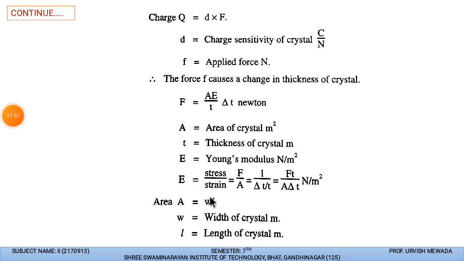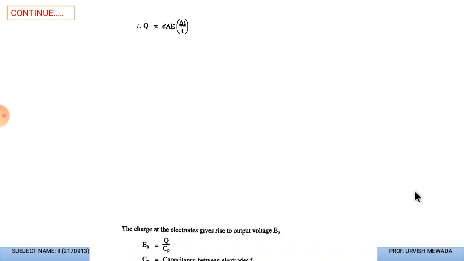From this we can write the equation of the area, A is equal to W into L, where W is the width of the crystal in meters and L is the length of the crystal in meters. So we can put the values of this equation in the main equation of the charge, and then let us discuss this implementation in detail. Therefore, Q is equal to d into A into delta T by T.